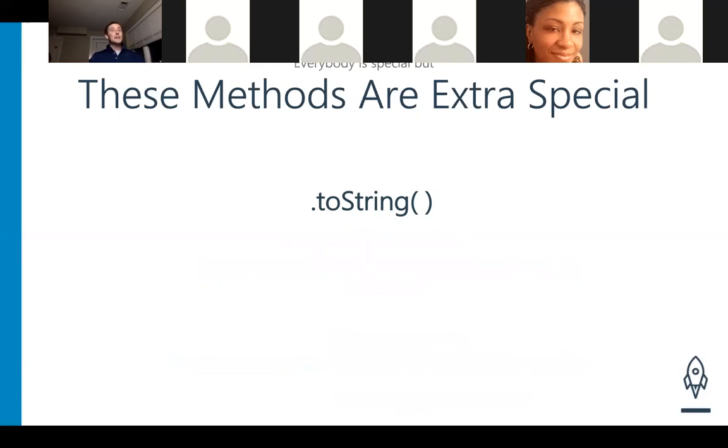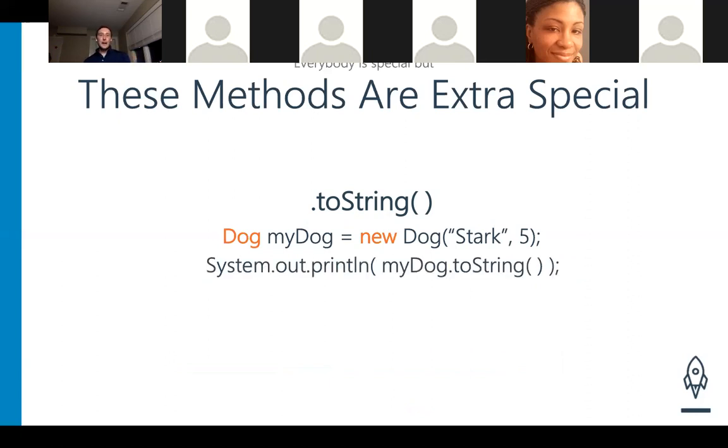So let's keep diving into this. Let's dive into the rabbit hole even more. Taking that red pill. Dog myDog equals new Dog, Stark, and his age is going to be 5. I print this out. What's going to be printed out? Stark. Oh. Yeah, just Stark. The answer is something really weird. That's what I was thinking.